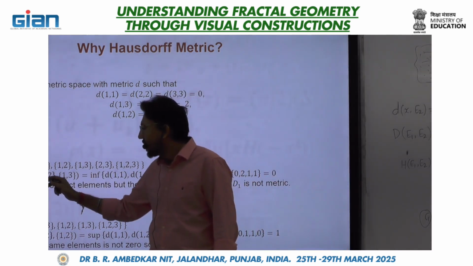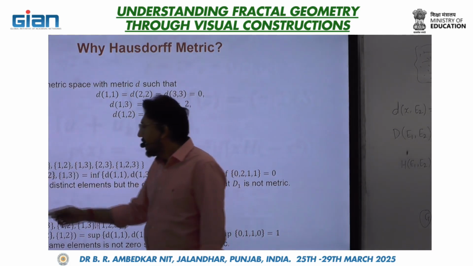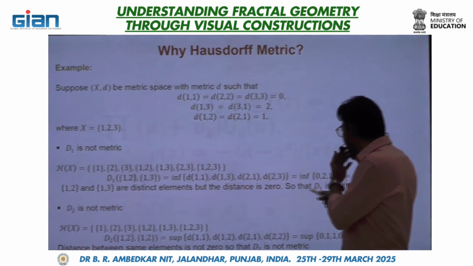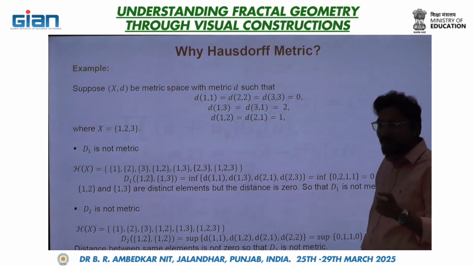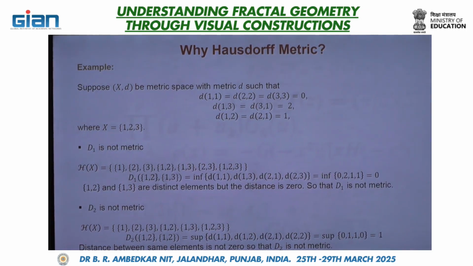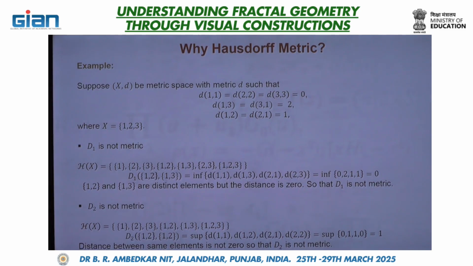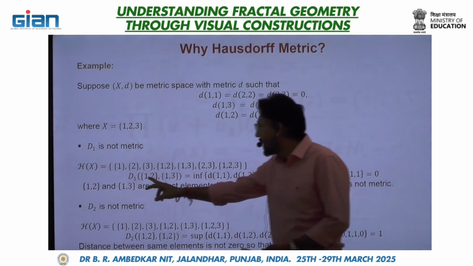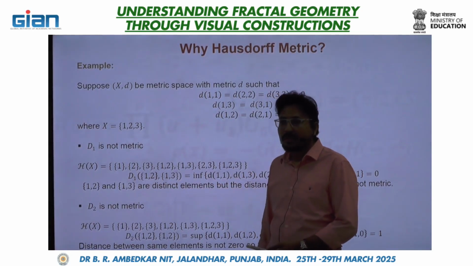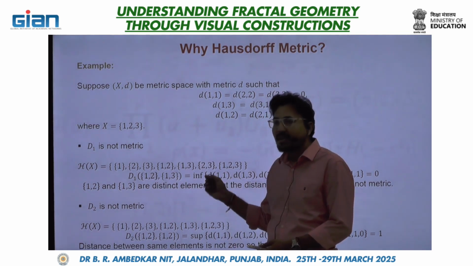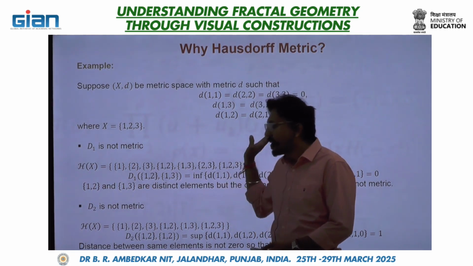So I am giving you one example of how to find D1. Okay. And {1,2} and {1,3} are distinct elements, but the distance is 0, so D1 is not a metric. You got the point? What is the metric definition? D of X comma Y is equal to 0 if and only if X is equal to Y. And here you are getting D1 of these two points is 0, but this is not equal to this. So the first definition of metric is not fulfilled. That means D1 is not a metric.